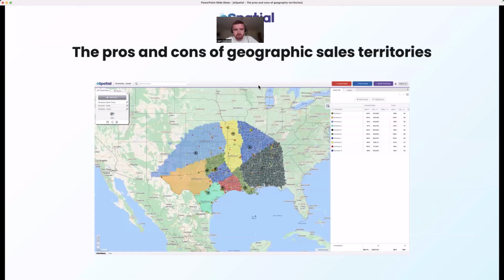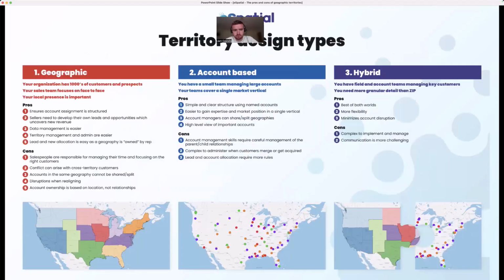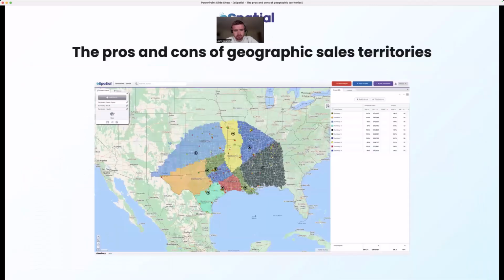We're going to cover, and maybe a seemingly obvious topic though, the pros and cons of geographic sales territories. Before we dive in, I just wanted to explain that we're going to look at every territory design type. There's three types typically: geographic, account based, and the hybrid, which is using both geo and account based. We're going to start today with the geographic sales territories and the pros and cons of them.